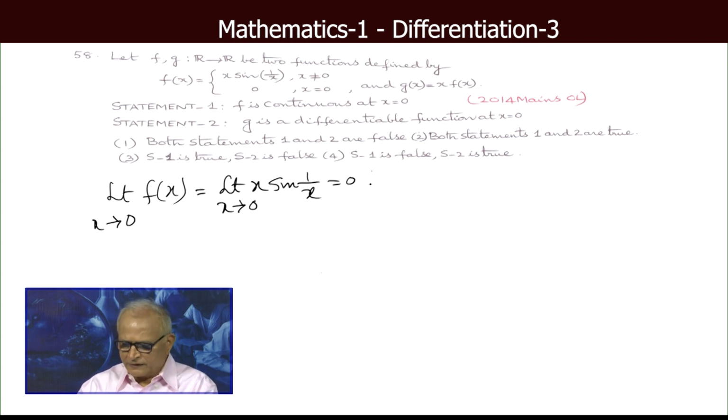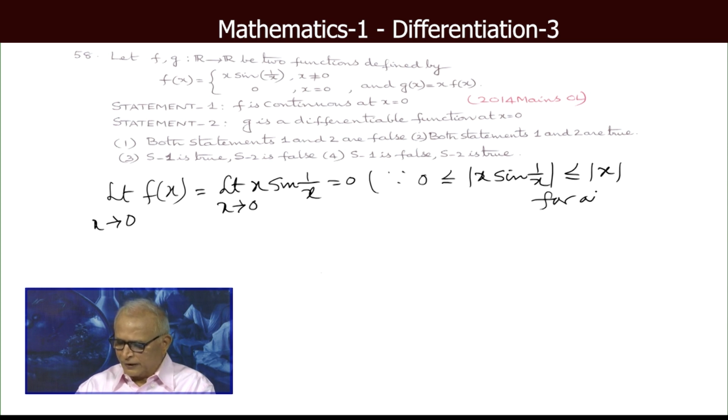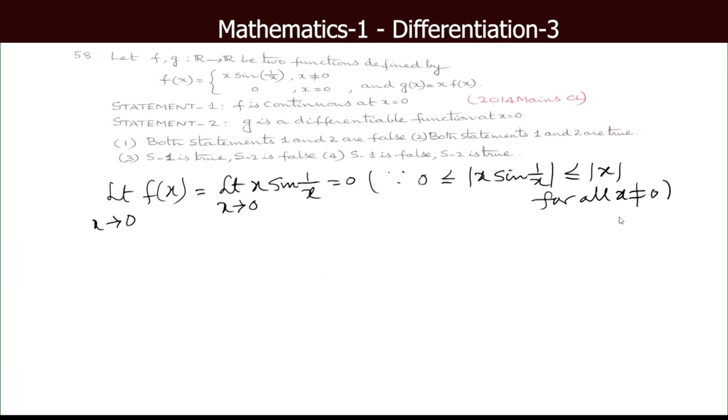Why? Since 0 is less than or equal to mod x sin 1 by x, which is less than or equal to mod x for all x not equal to 0, apply the sandwich theorem. This is being squeezed by 0 on the left and mod x on the right, and as x tends to 0, mod x tends to 0. This is already a 0 constant function. So, mod x sin 1 by x tends to 0 as x tends to 0. Therefore, x sin 1 by x tends to 0 as x tends to 0. This is equal to f(0). So, clearly f is continuous at x equal to 0. This statement 1 is correct, because limit of f(x) as x tends to 0 equals f(0).